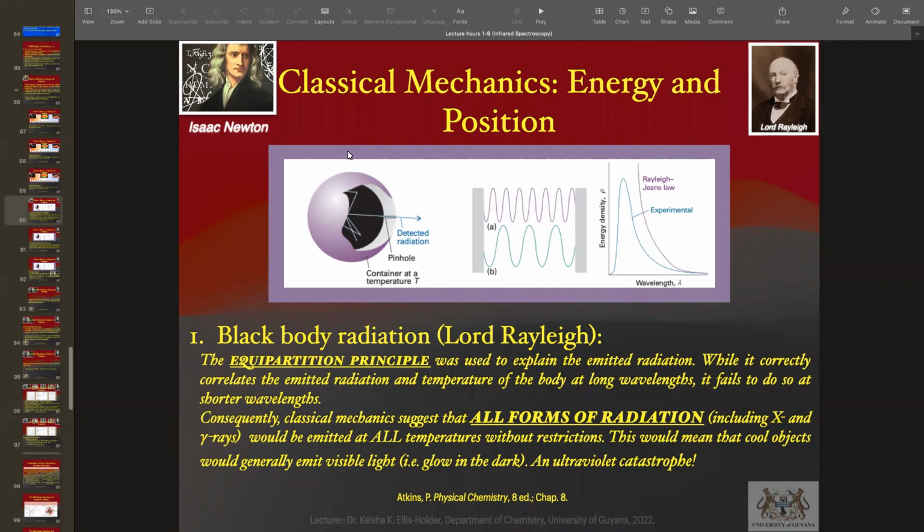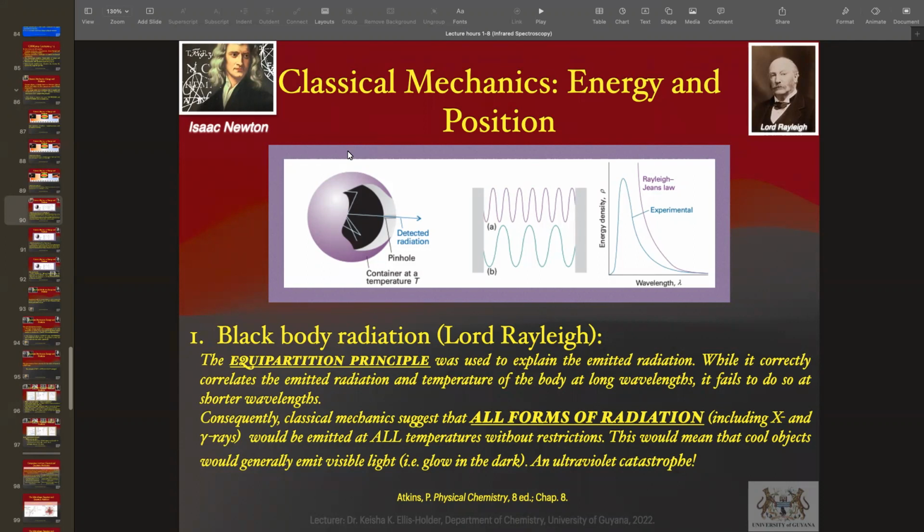Essentially, classical mechanics suggested that because of the equipartition principle, it didn't matter what type of radiation it was; it would be emitted at all temperatures from every object without restriction. The observation, in other words, was that hot objects emit red radiation, and as the object becomes hotter, it becomes whiter. That was the observation. The explanation, however, did not bear witness to that.